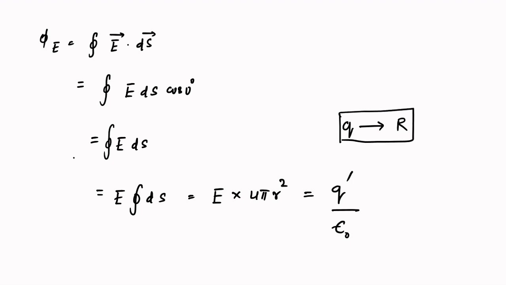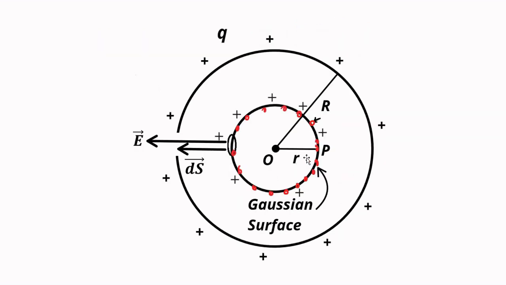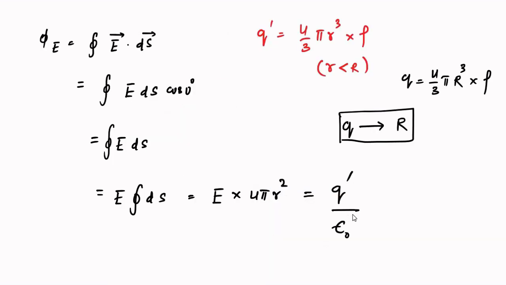Okay, 4/3 π R³ ρ is equal to Q. Q' is equal to 4/3 π r³ ρ, where r is less than the radius of the sphere, the inner sphere of radius small r. Okay, so Q'/ε₀.